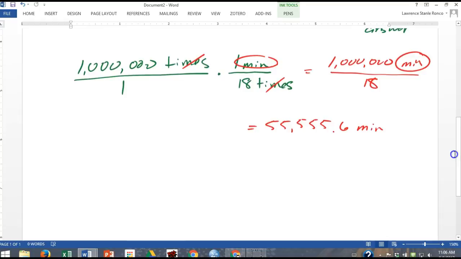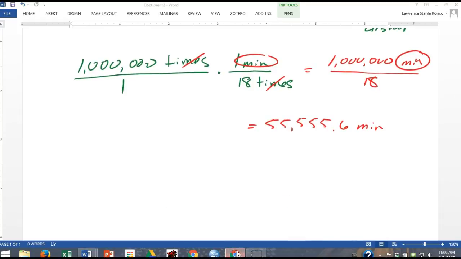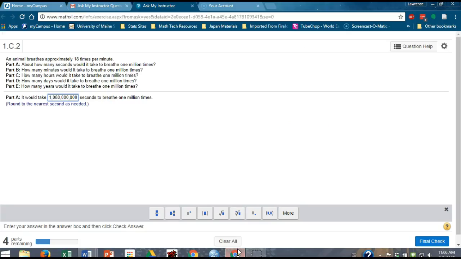So for the remaining problems here, you should follow that pattern. Start with what you know, the 1 million times. Then use the other thing that you know, 18 times per minute, and now you're going to change it to hours, and then you're going to change it to days, and then you're going to change it to years. So hopefully that makes sense.